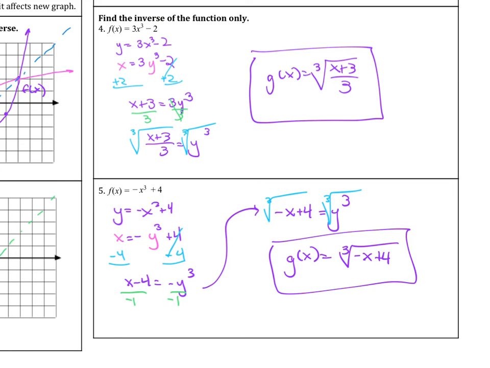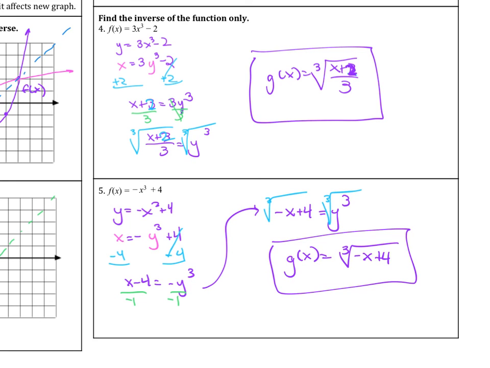Hopefully you found the inverses of these functions. So for number 4, you set f of x to y, then you switch the roles of x and y, and then solve for y. So the first thing I do is add 2 to both sides, and I changed my numbers here, so let me change it back. So this is a positive 2 here, and then we divided by 3. So therefore we get x plus 2 over 3, and then we take the cube root of each side, and we get g of x equals the cube root of x plus 2 over 3.